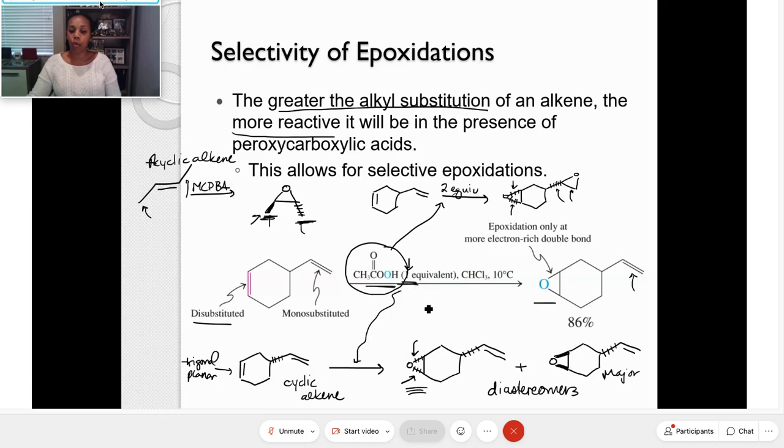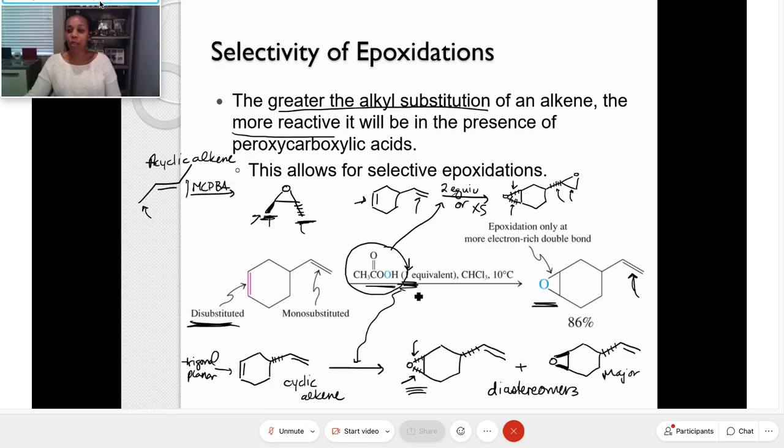Here we only had one equivalent. If we only have one equivalent, the whole point of this slide is the greater the substitution, that's going to be the one that reacts. The other alkene won't react. But if we have two equivalents of whatever the peroxycarboxylic acid is, then both of our alkenes will end up reacting. Or if we have an excess. So many rules.